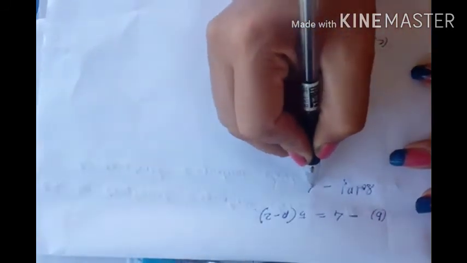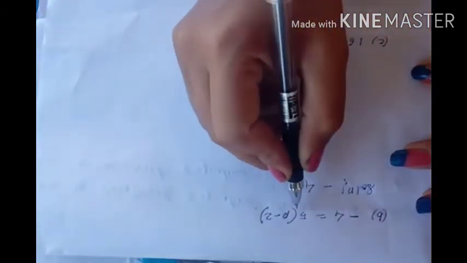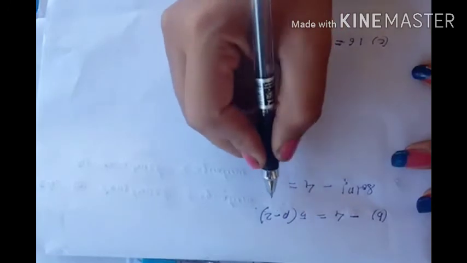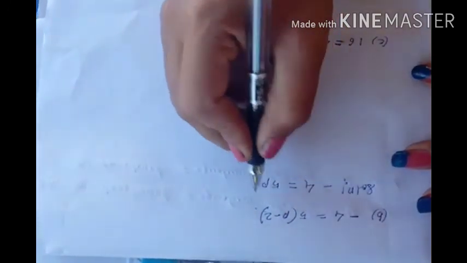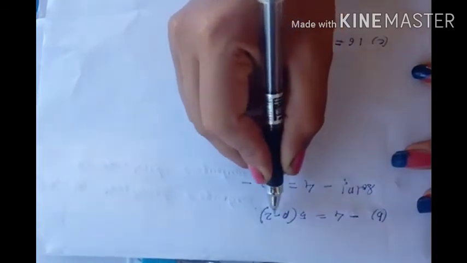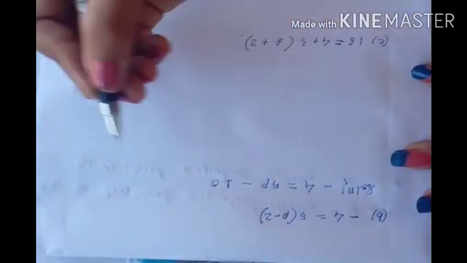Minus 4 is equal to 5 times (p minus 2). In the same way you have to solve this. Minus 4 is equal to, again you have to break this bracket. 5 into p, you will get 5p. And here it is minus and plus, plus and minus is minus. Now 5 2s are how much? 10. 5 2s are 10.